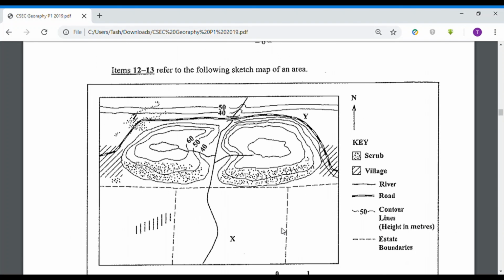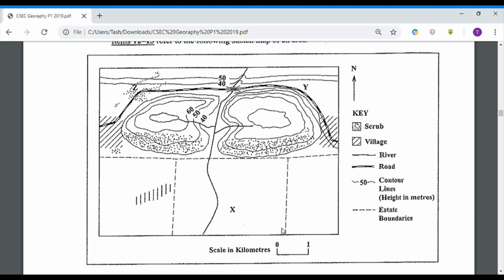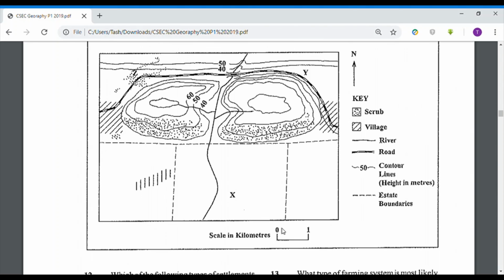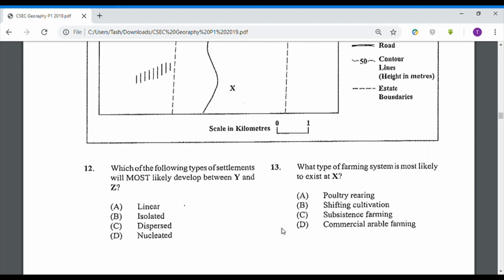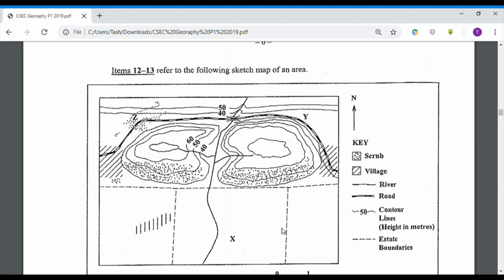Items 12 to 13 are referring to the following sketch map of an area. So we can look at the map first, or you can just go straight to the question to see exactly what it is asking you for. Then you check the map based on what the question is asking you for. So number 12, which of the following types of settlements will most likely develop between Y and Z? So let's find Y and Z. Alright, so this is Y, this is Z.